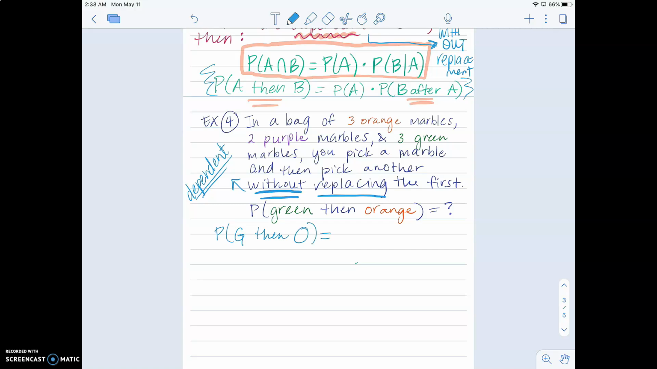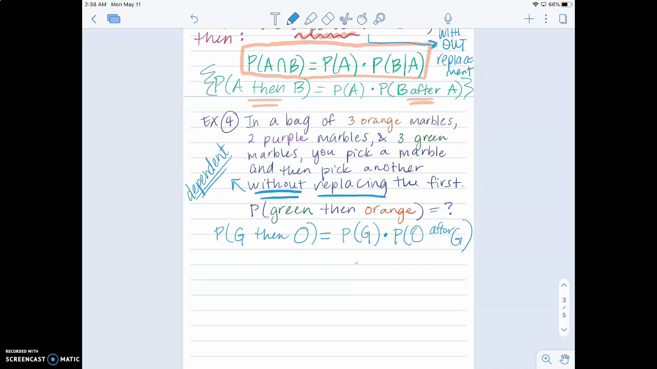is going to be, based on the formula, the probability of the first one, so green, multiplied by the probability of getting orange after green. Right? Because that makes sense. You're taking a green marble out, you're not replacing it. Then you have to figure out, well, now what's the probability of getting an orange now that the green has been taken out? Okay?